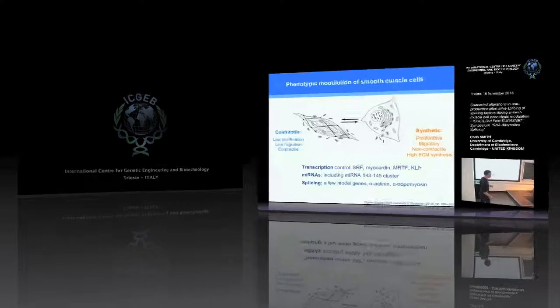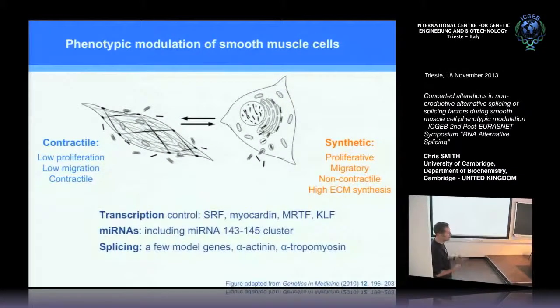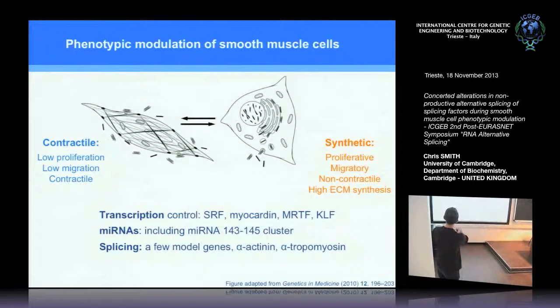Okay, so the system that I'm going to be talking about is a system that we've worked on for some time in my lab, which is in smooth muscle cells. In particular, the differences in phenotype between the contractile form of smooth muscle cells, which you find in blood vessel walls, so vascular smooth muscle, but also in visceral smooth muscle. So the transition between a contractile phenotype and the so-called synthetic phenotype.